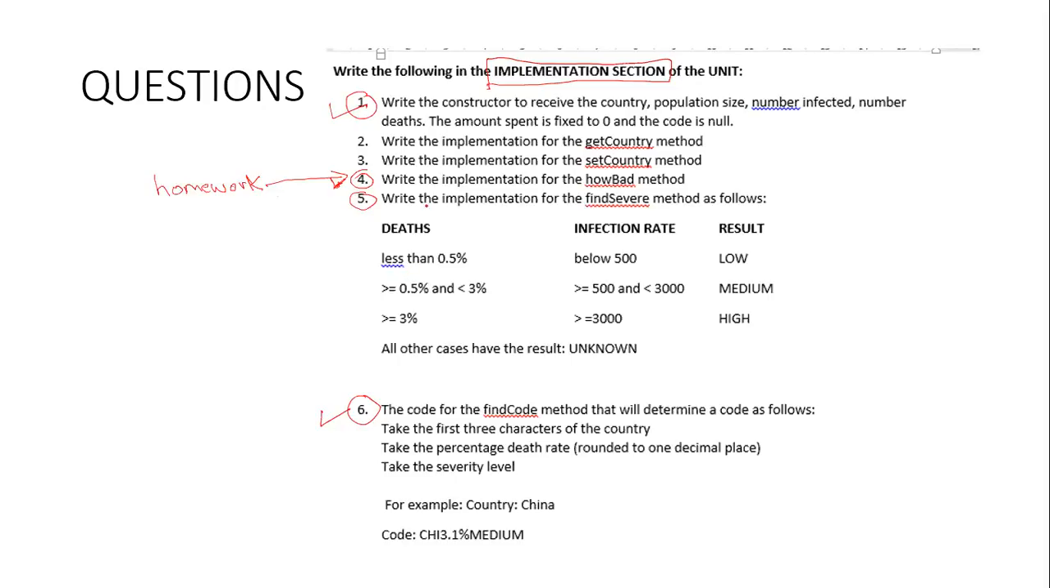And then I did the findSevere. It wants you to check the number of deaths if it's less than 0.5, and if your infection is below 500, then that should return a low, otherwise a medium, otherwise a high. Any other case should be unknown. For example, another case could be where it is 0.2, that means it falls into this case, but maybe the infection rate is 600. So it does not fall into the first case.